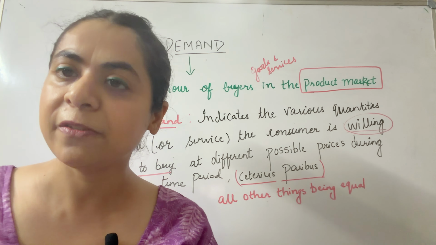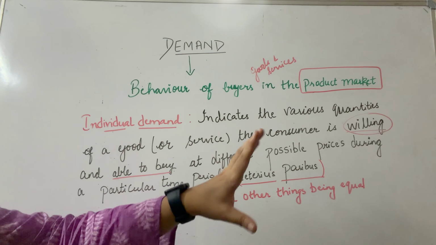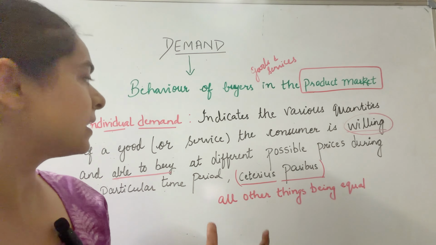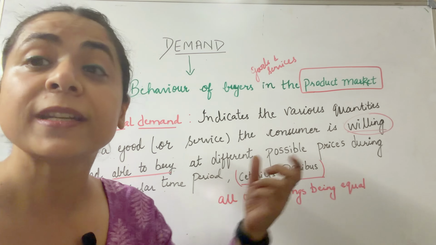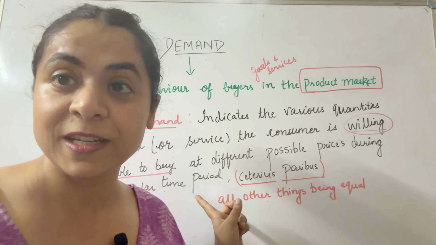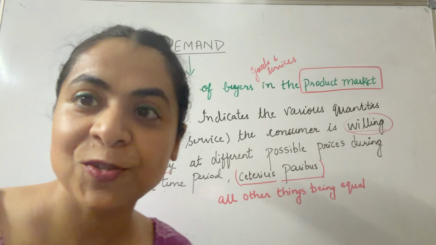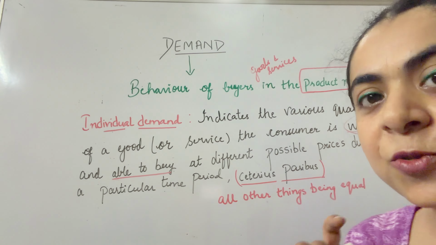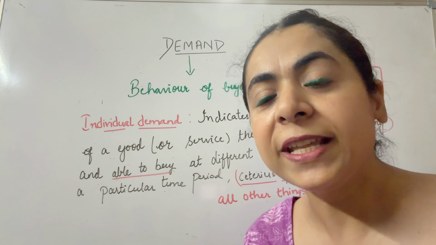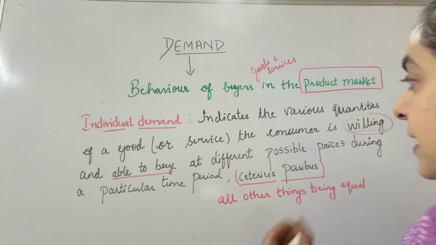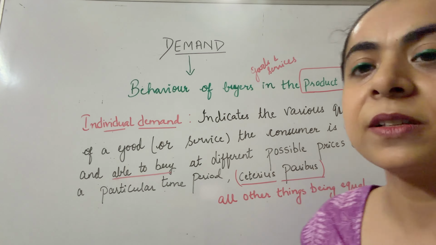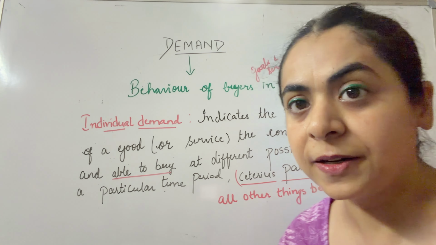Let's first begin with individual demand, which indicates the various quantities of a good or service the consumer is willing and able to buy. Important: willingness and ability to buy. I am willing to buy a luxury car, but at the same time I should have the ability to pay for it. Only then it will be termed as demand at different possible prices during a particular time period.